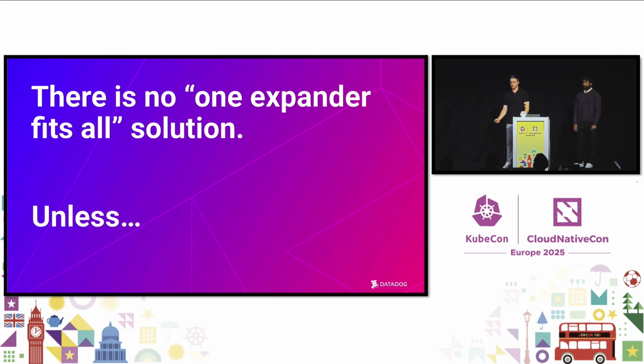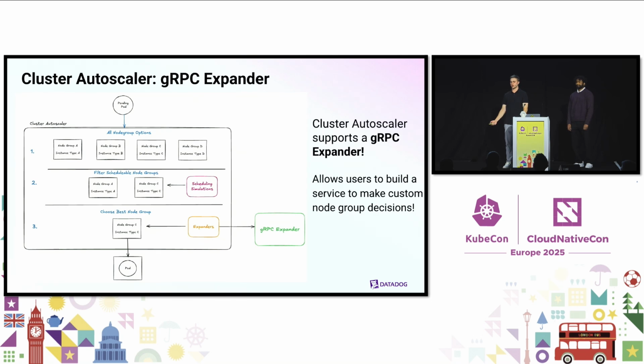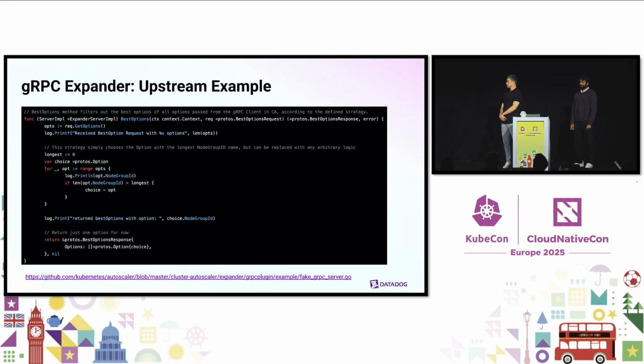However, the cluster autoscaler provides something called the gRPC expander. The gRPC expander allows users to build a gRPC service to make custom node group decisions. So when it comes time for the cluster autoscaler to pick the best option, it will make a request to the gRPC expander, and within that service, you can return what you have determined is the best option to scale up. Here's an upstream example that the cluster autoscaler provides for the gRPC expander. In this example, the strategy is simply to choose the option that has the longest node group ID name, but you could replace this with whatever arbitrary logic would fit your needs.